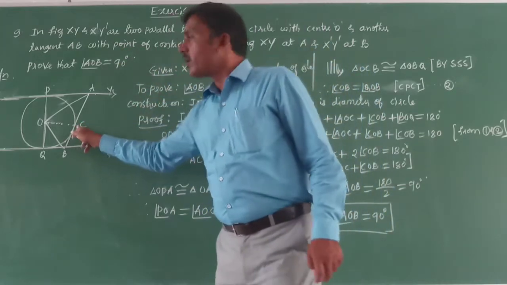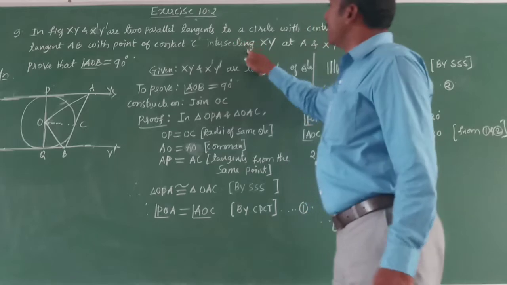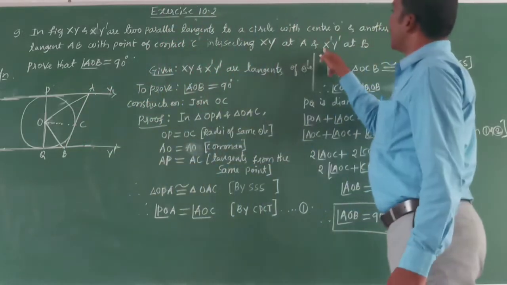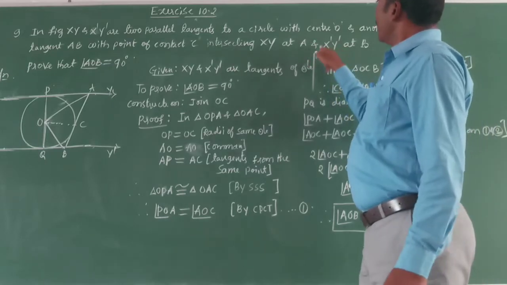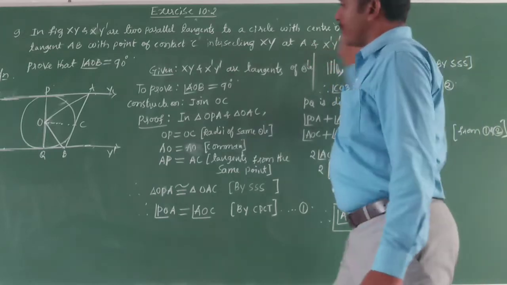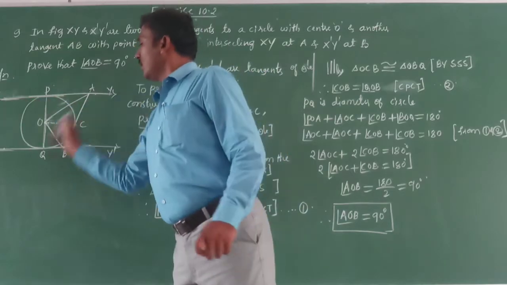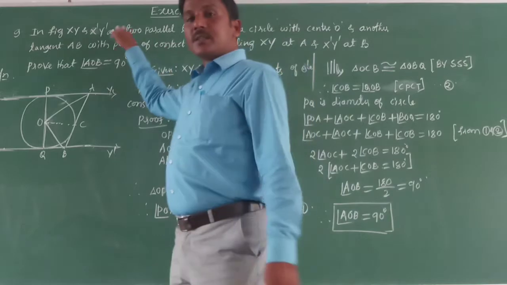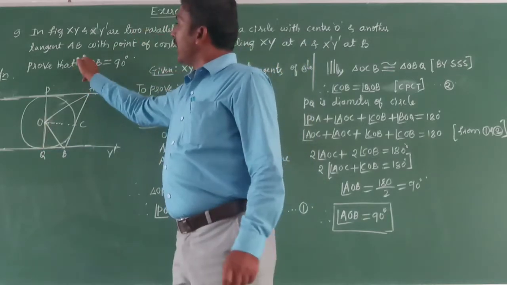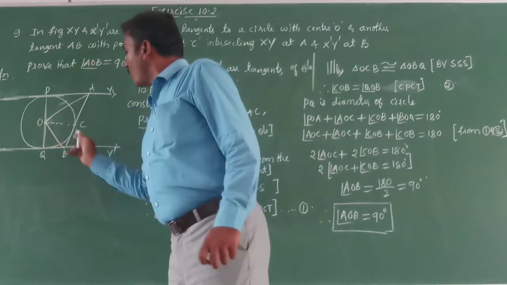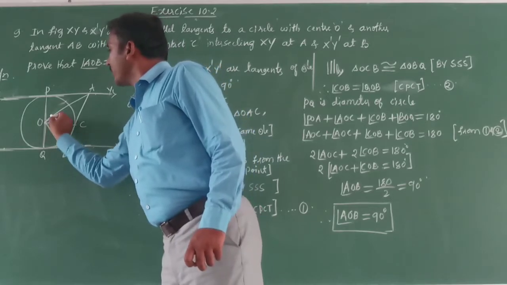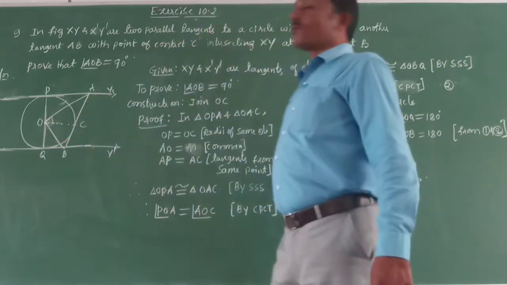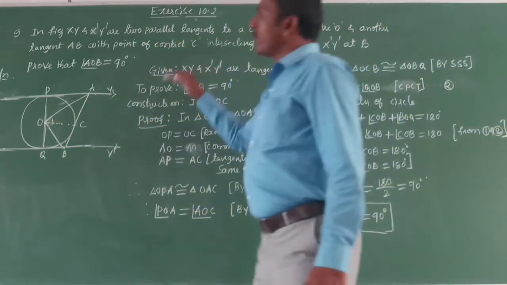The tangent AB with the point of contact C is given in the figure, intersecting XY at A and X'Y' at B. It is given. By using this figure, prove that angle AOB is equal to 90 degrees. You have to prove angle AOB is equal to 90 degrees. So what is given according to the question?